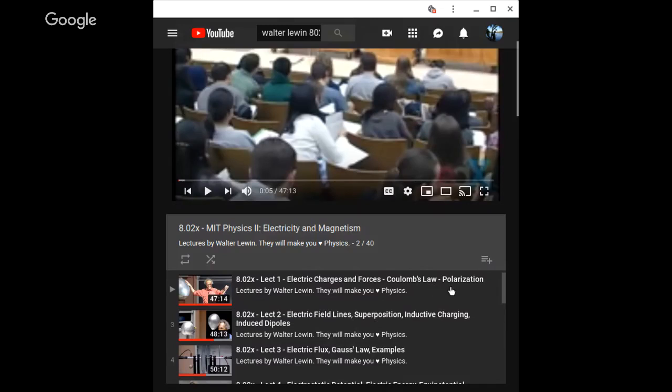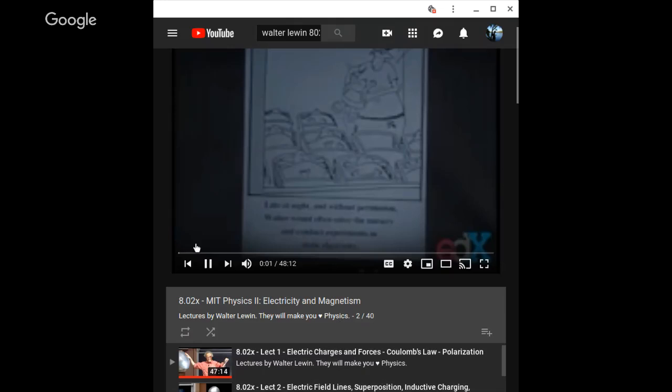Coulomb's law, polarization. So we're going to cover 802, electric field lines, superposition, inductive charging, and induced dipoles. Really neat stuff. So let's just jump right into it. I've already started watching it, so we're going to have to jump. Oh, no, it started over. Cool.